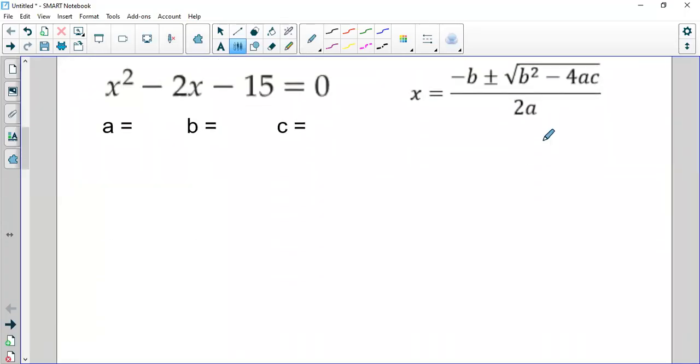First things first, we have to make sure the equation equals 0, which this one does. So that's good. Because this formula has so many little parts, I like to make a list of what the a, b, and c are before I even start putting numbers in place. It just means there's one less thing you can do wrong, hopefully. So in this equation, a is equal to 1, b is equal to -2, and c is equal to -15.